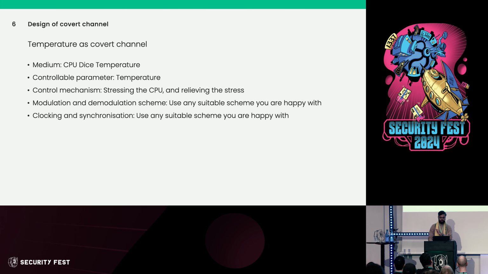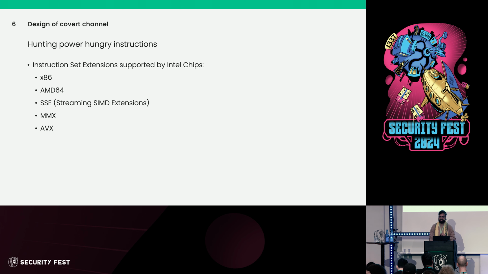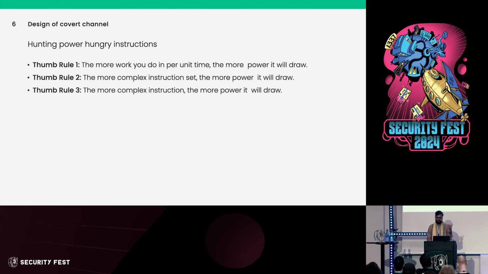Now, I want to stress the CPU, which means, going back, I need to find some instructions which do a lot of work in teeny tiny amount of time. Okay? There are a bunch of extensions supported by Intel chips and AMD chips. Now, here again, we have a bunch of thumb rules. Basically, it is reiteration. You need to do a lot more work in little bit of time. You need to pick very complex instruction sets. And even in that instruction set, you need to pick basically most complex instructions. Okay?